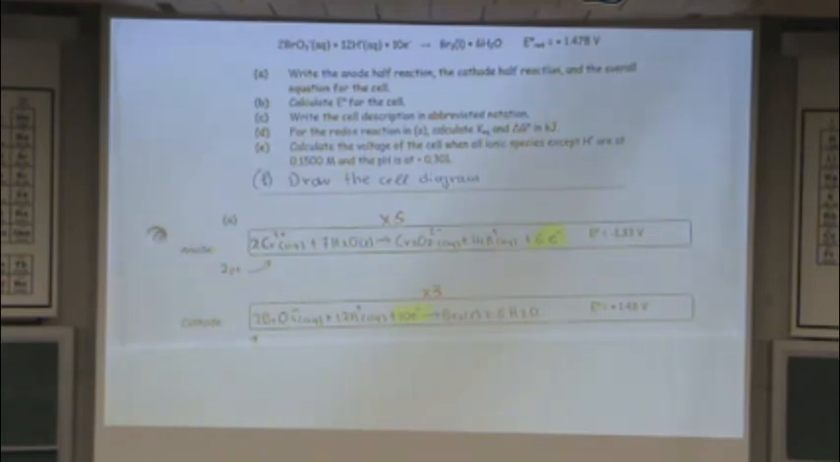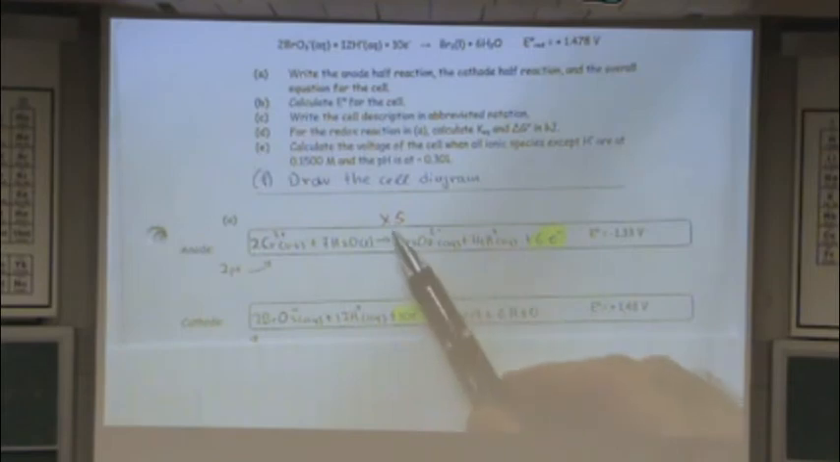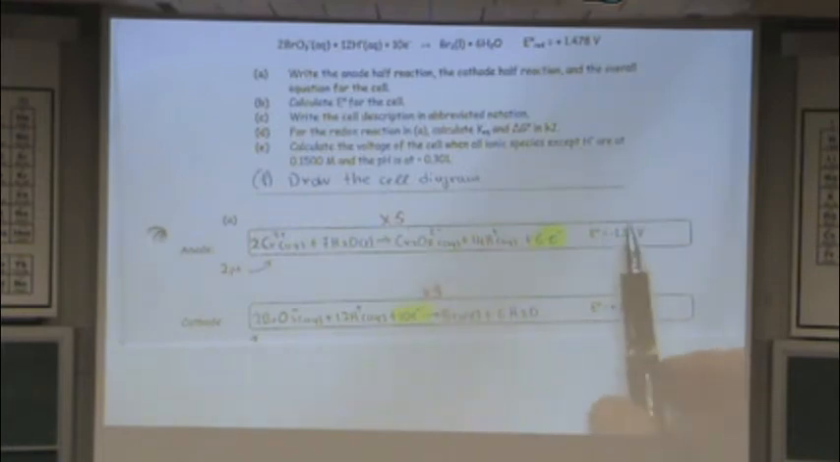So now we want the overall reaction, right? The overall reaction is going to be the same number of electrons on both sides, right? So I have a 6 here and I have a 10 there. Can you see that? They have to be the same. So I multiply this by 5, every coefficient by 5, and here every coefficient by 3, because that will give me the same number of electrons. I add them. You don't touch this.